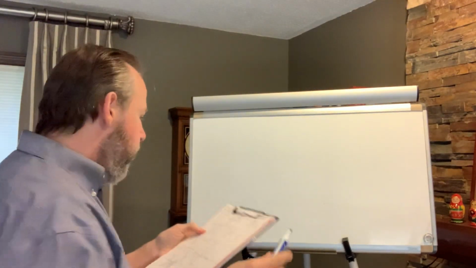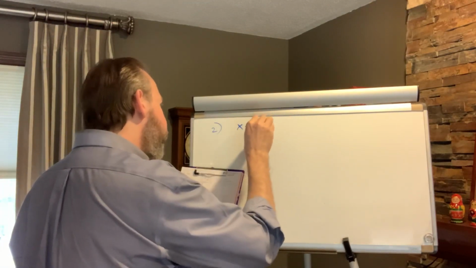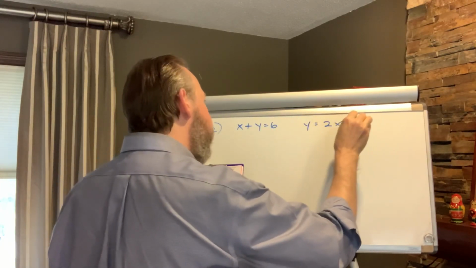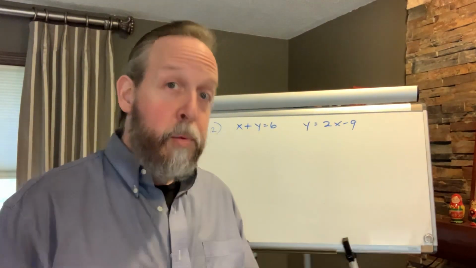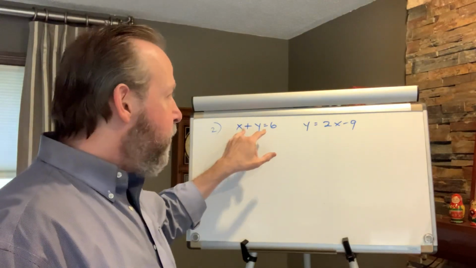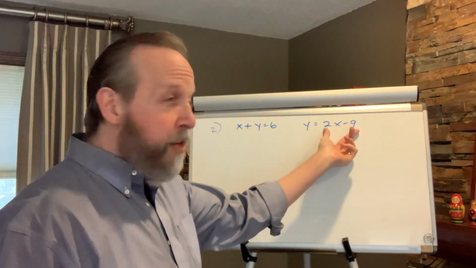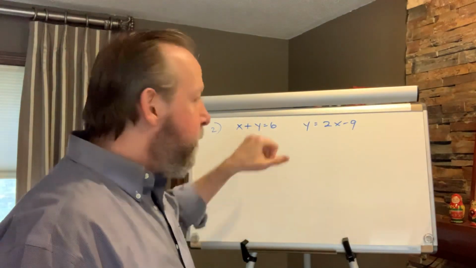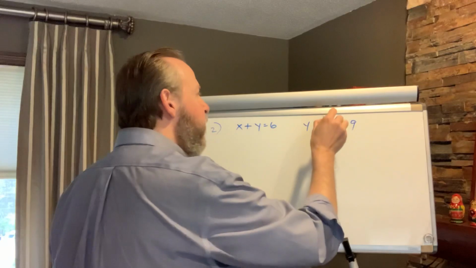Number 2. All right, so you're supposed to solve number 2 with substitution. x plus y equals 6, and I gave you y equals 2x minus 9. So you're told to use substitution. You can do one of two things. You could put this in slope-intercept form and then set the quantities equal to each other, or you could just take this whole thing. See, it says 2x minus 9, and that's what y equals. You could plug it in for y. Either way is fine. I'm going to do that because it is just easier.